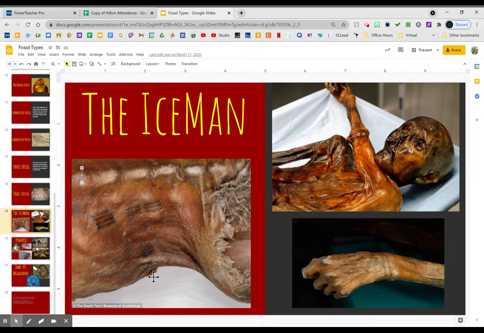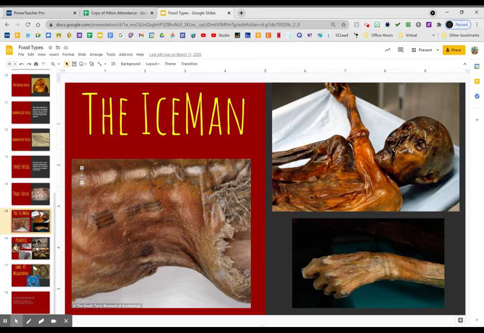But if you look at this man, he was so well preserved by the ice that even his tattoos, this one right here near his hip, that one was preserved, and there's one on his wrist right here. He probably has more, but even his skin is so well preserved that his tattoos are still there.